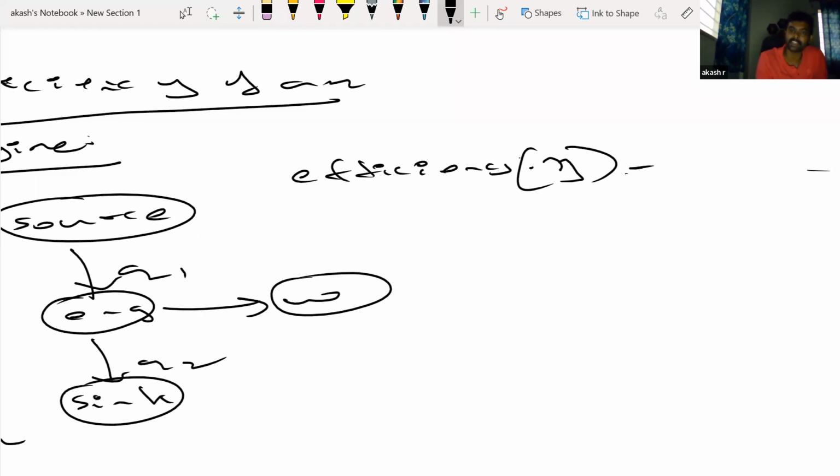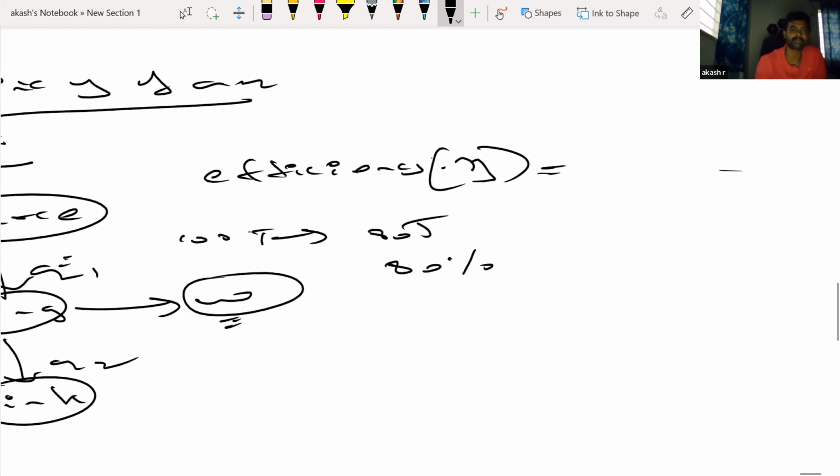Now, the more the work output, the more the efficiency for the given amount of heat. Say I give 100 joules and I'm able to get 99 joules of work output. That means the efficiency is 99%. Say I'm giving 100 joules of heat but I'm able to get only 80 joules of work. That means my efficiency is only 80%. Like that we'll be able to calculate it. It's very simple to understand.